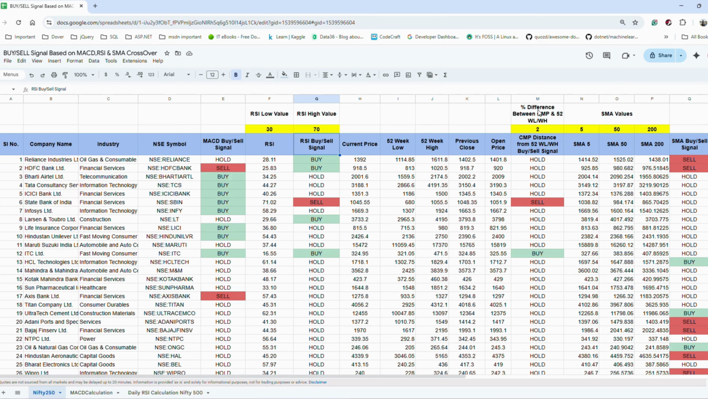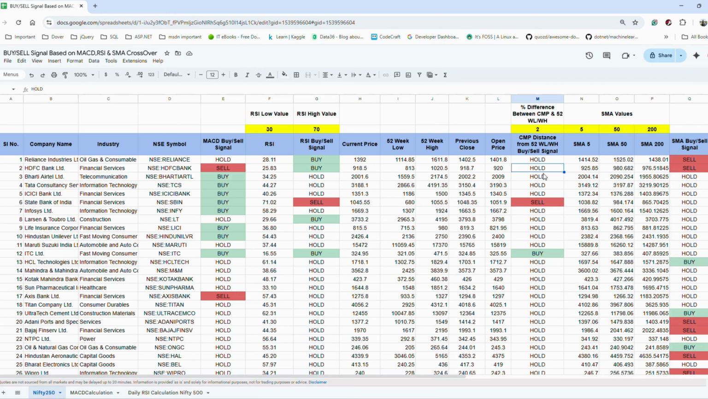As you can see, for the difference between the current market price and the 52-week low and 52-week high, I have given 2. Why 2? Because I am checking if the difference in percentage between the current price and the 52-week low is less than 2%, then it's a buy, and if it is more than 2%, it's just a hold. Similarly, if the difference in percentage between the 52-week high and the current price is less than 2%, then it's a sell signal, and if it is more than 2%, then it's a hold.